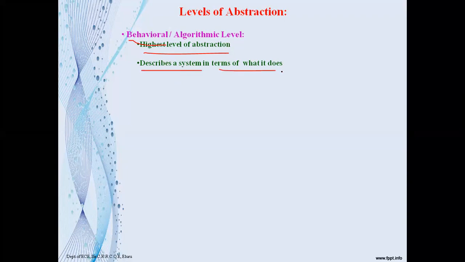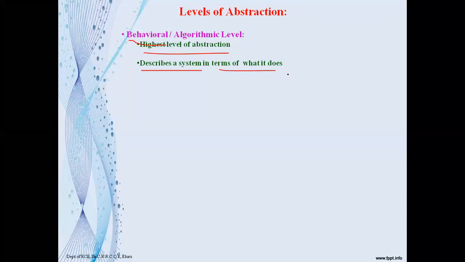Okay, so the behavioral model. The behavioral model is the highest level of abstraction. As I said, there are three levels of abstraction, and out of these, the behavioral level is the highest. The behavioral level of abstraction describes a system in terms of what it does.